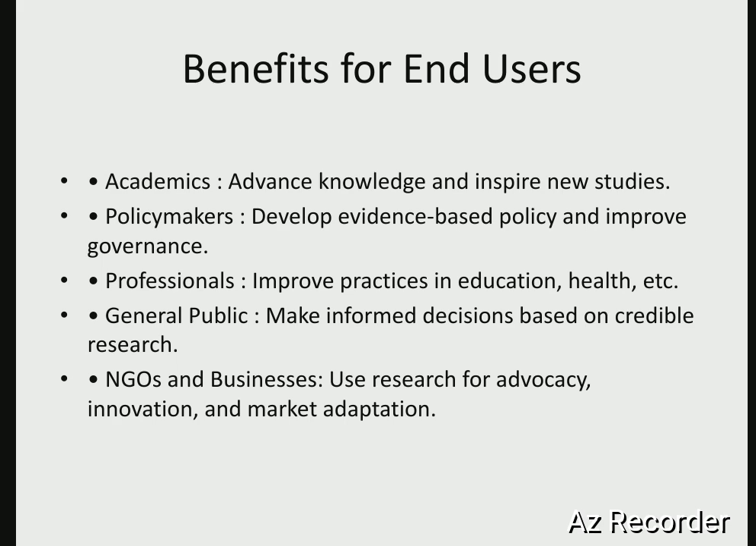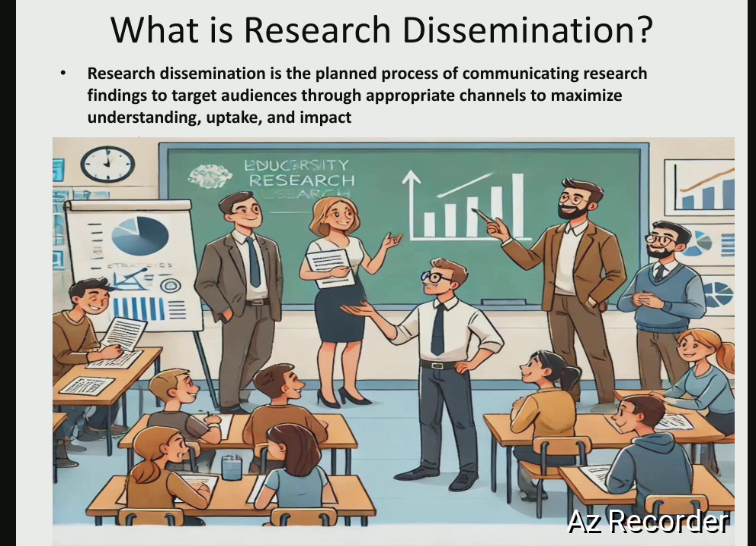Now let's jump to the most vital part of research, which is research dissemination. Research dissemination is the planned process of communicating research findings to target audiences through appropriate channels to maximize understanding, uptake and impact. Now look at the picture.